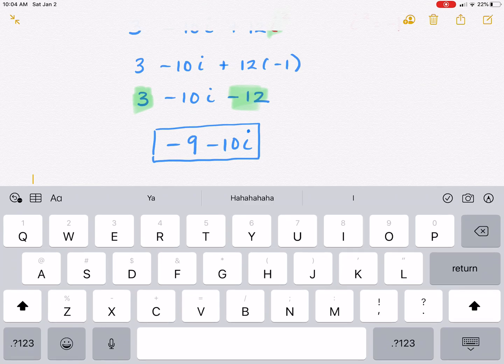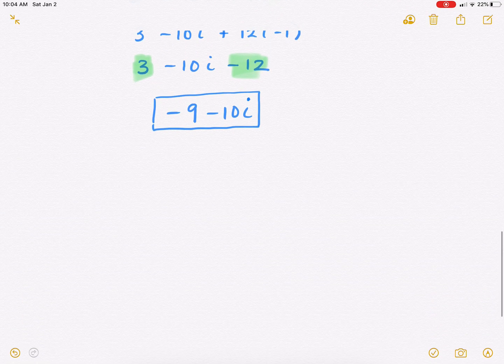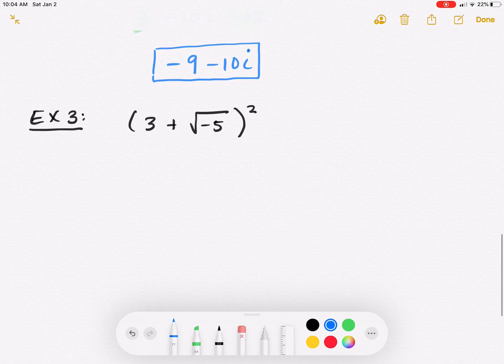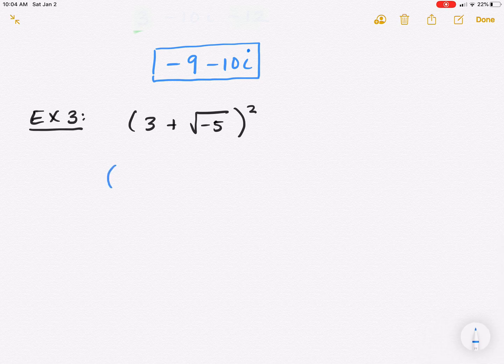All right, so let's work through one more example. Example 3. 3 plus the square root of -5, squared. Okay, so first thing that we're going to recognize is that when we have a quantity squared, we need to write that quantity twice, and we need to double distribute. You are not allowed to take the square and distribute it.